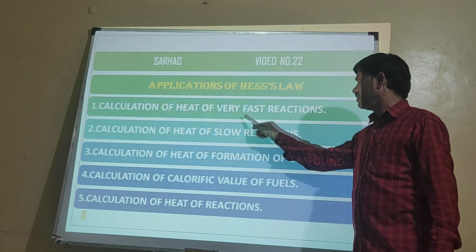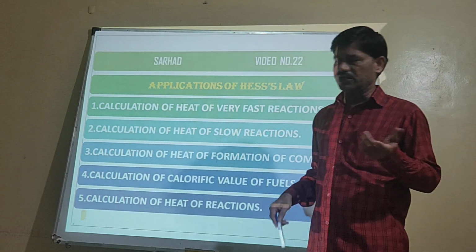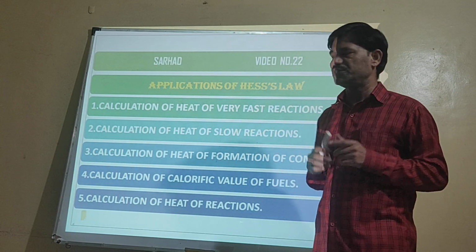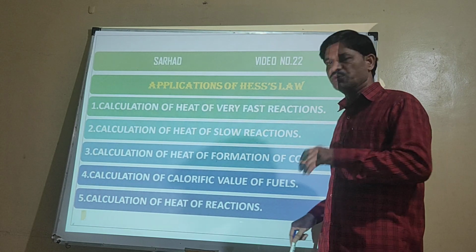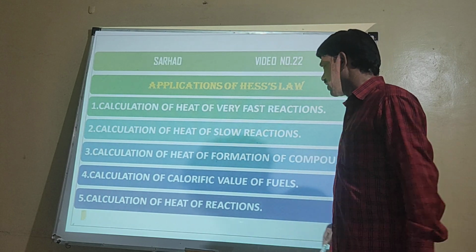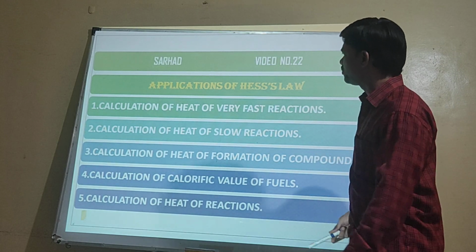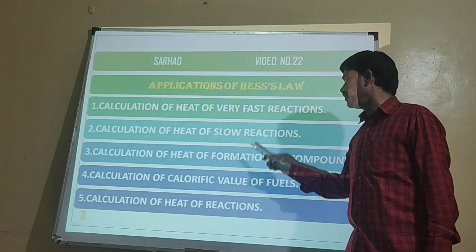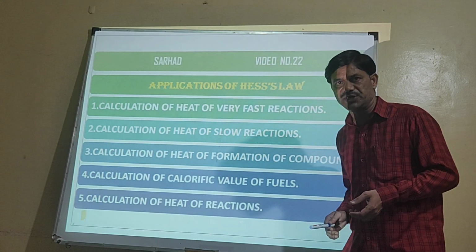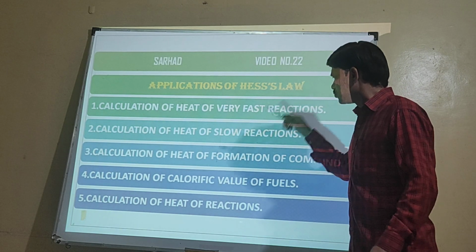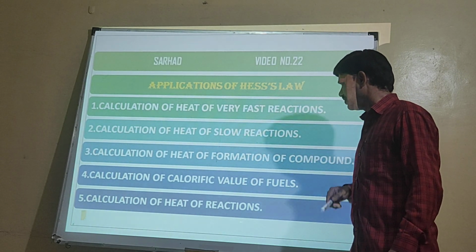So tell me one example of a very fast reaction. In practicals also you come across this one, the neutralization reaction. So what kind of reaction is it? A very fast reaction. So we can easily find out the heat of neutralization. What about the next one? It is also useful to calculate the heat of a slow reaction. Certain reactions are fast, certain are very slow. So for a slow reaction also, we can discuss the heat of that particular reaction.